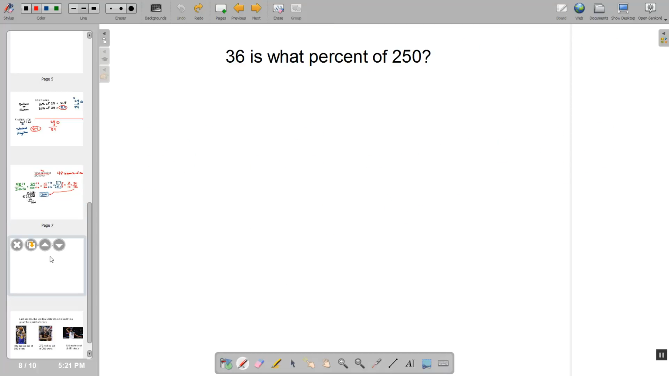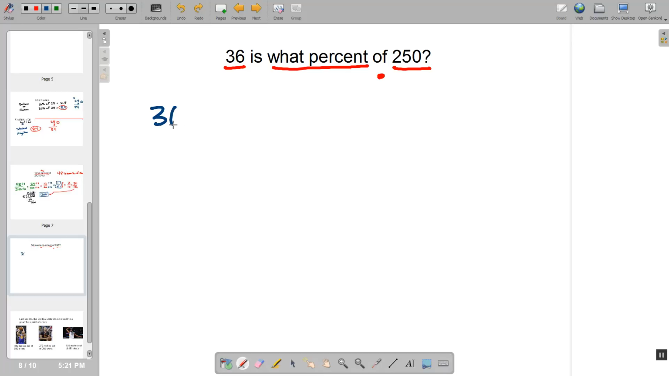Doing one more problem like that can give us a few more unusual answers. And it's important to understand that you need to be very careful with your fractions to make sure you get them correct. So 36 is what percent of 250? Now this one is actually written in the way that I normally write it, which means that our answer has to be less than 100% again.